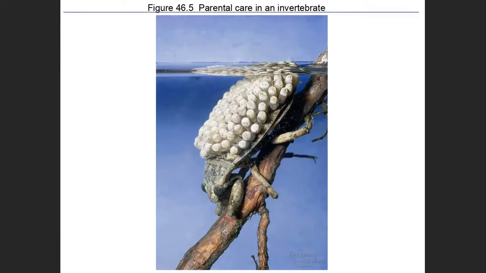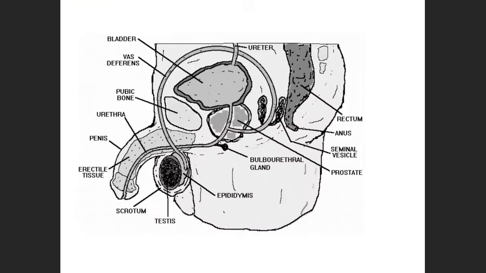Now, some animals actually do take care of their young too. Here's an invertebrate animal that's actually carrying its eggs on its back to make sure that most of them survive. There are lots of strategies out there for survival of species.